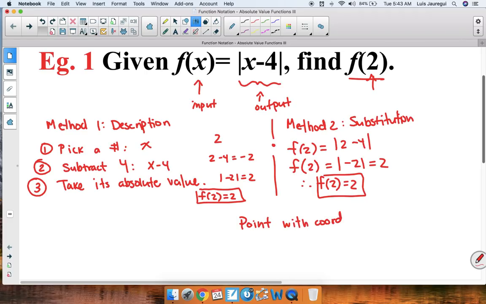Why is that the case? How can we say that we have the point with coordinates 2, 2? Well, because your input or x value is 2 and your output or y value is 2. So we can actually say we have the point with coordinates 2, 2. Let's see another example.